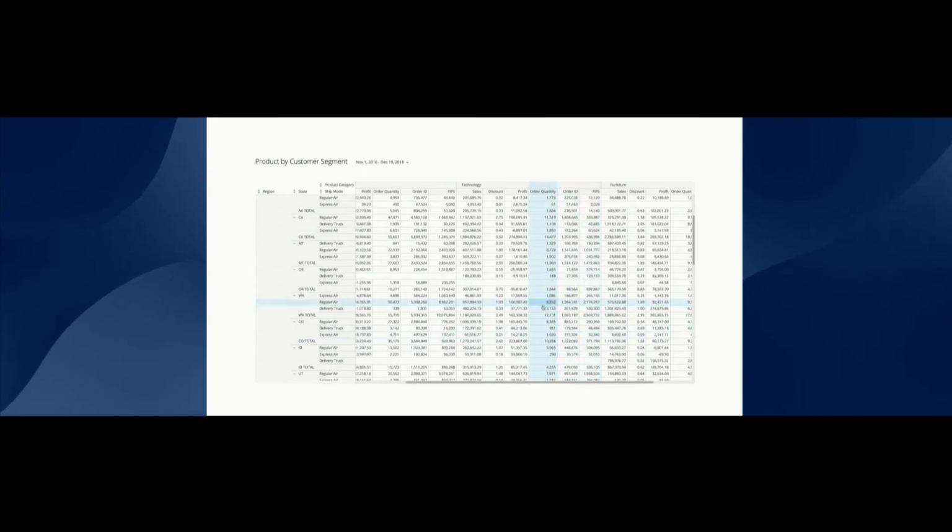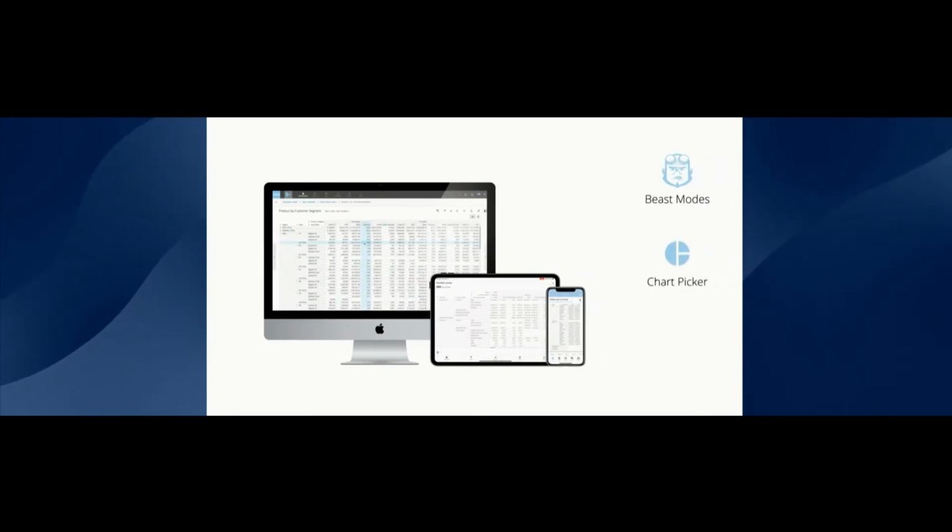Plus, pivot tables deliver faster speeds on extra-large datasets and export to any format. They also provide support for beast modes, chart picker, and quick filters. Your job made easier with Domo.